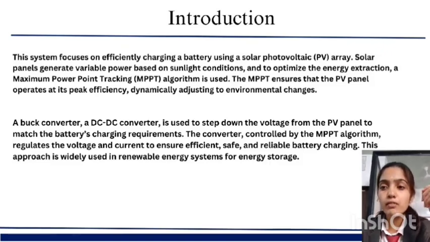ensuring efficient power transfer. The MPPT controller adjusts the duty cycle of the buck converter switching device, which could be an IGBT or MOSFET, to ensure the converter maintains the PV panel at the maximum power point. The duty cycle refers to the proportion of time that the converter switch is on, and it directly controls the output voltage of the buck converter by varying the duty cycle based on real-time feedback.